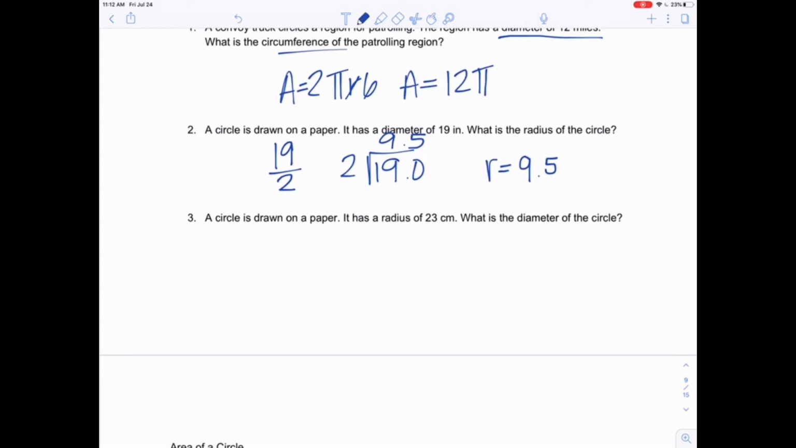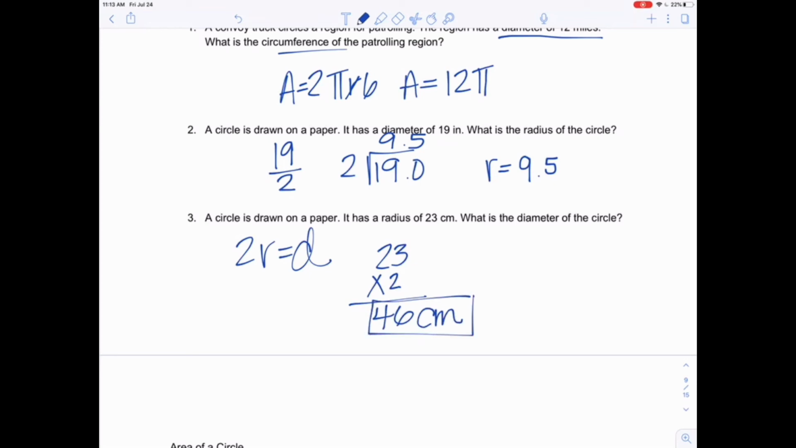It says, a circle is drawn on a paper. It has a radius of 23 centimeters. What is the diameter of the circle? Now here, remember, 2 times the radius equals diameter. So I'm going to do 23 times 2, and that's going to give me 46 centimeters.